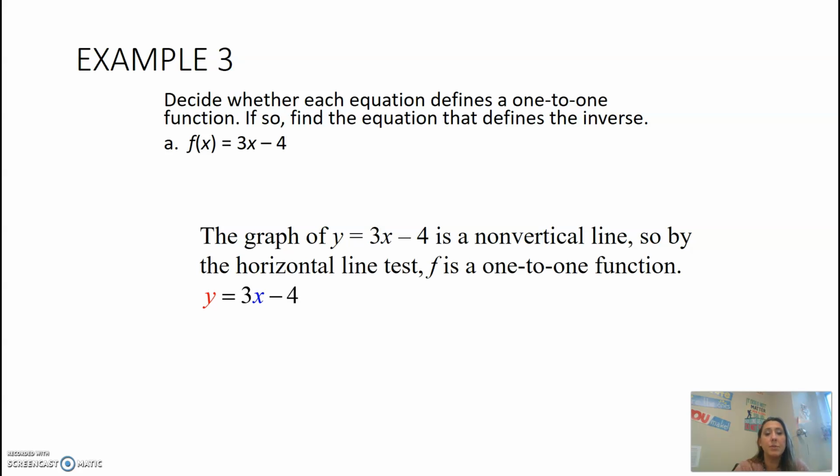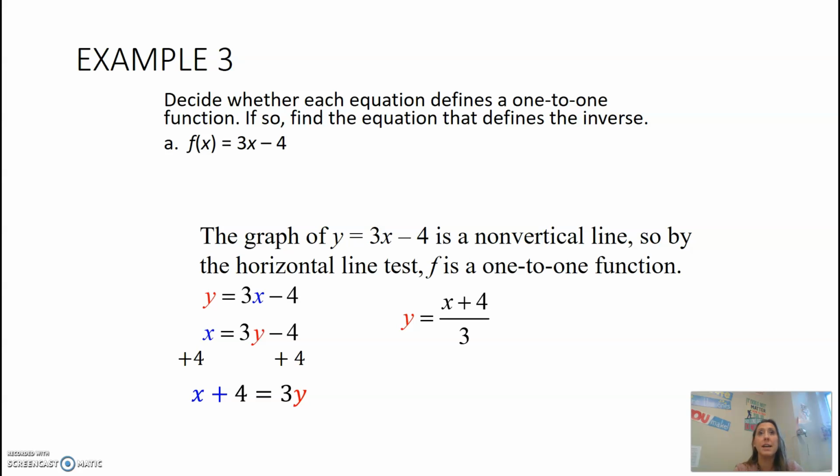The first thing we're going to do, step 1, is write it as y equals. Then we switch the x and the y. That is step 2. Step 3, we're going to solve for y. So I'm going to add 4 to both sides. Then I'm going to divide by 3. I end up with y equals (x plus 4) over 3. But I have to write it in inverse notation. So I'm going to rewrite that as the inverse of f of x is equal to (x plus 4) over 3. Make sure you hit pause. Make sure you get this in your notes.